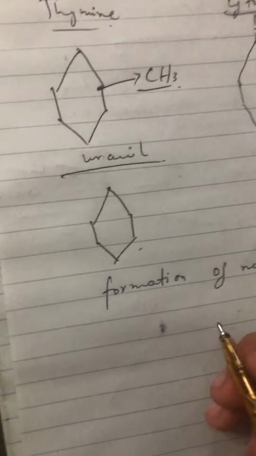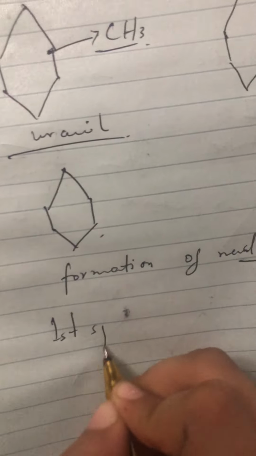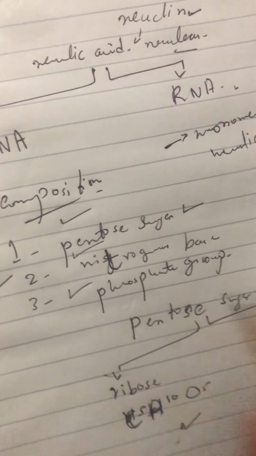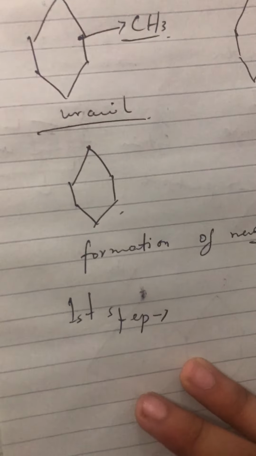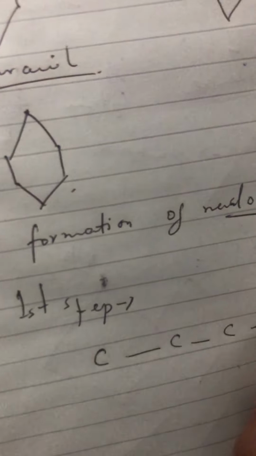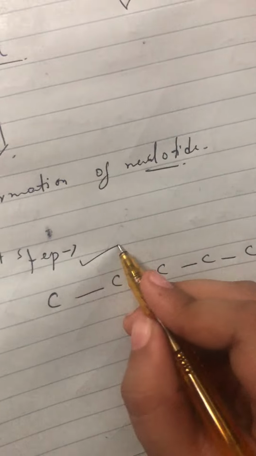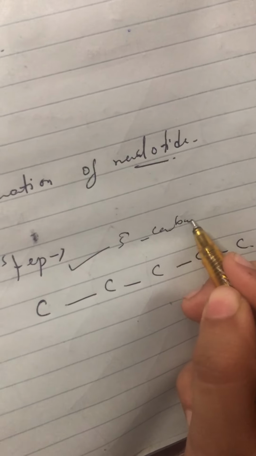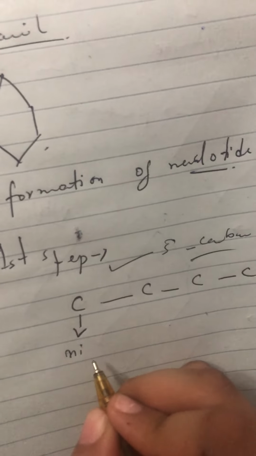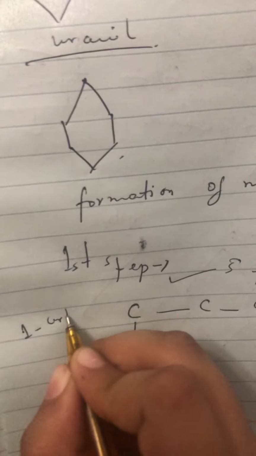In nucleotide, as we have discussed, first will be the pentose sugar, then the nitrogenous base, and then the phosphate group. So here we will follow this. First, this is a pentose sugar, right? 5 carbon sugar. After that, the nitrogenous base will be on the first carbon.